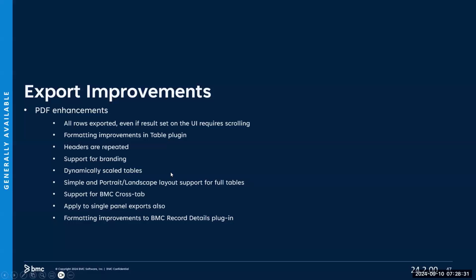We've also made improvements to exporting to PDF and Excel. So PDF improvements: all rows that you see in the UI are exported. Even on the UI, if it requires scrolling, when you export the report, it will be exported with scrolling. There are formatting improvements in the table plugin, and several other minor improvements across different plugins.